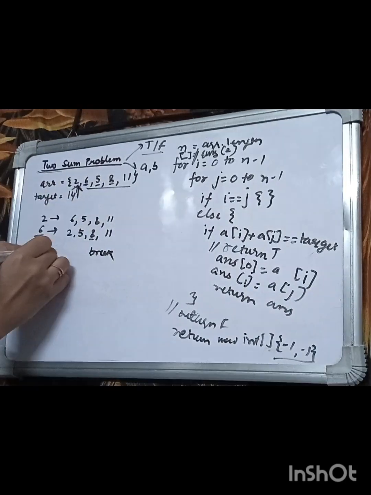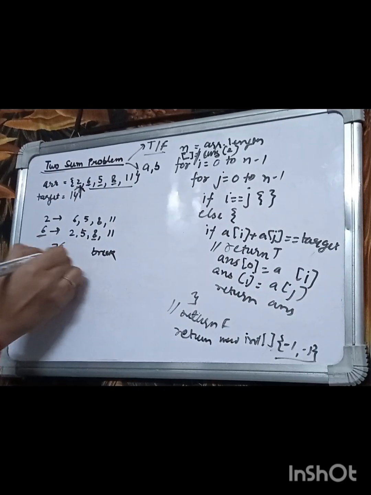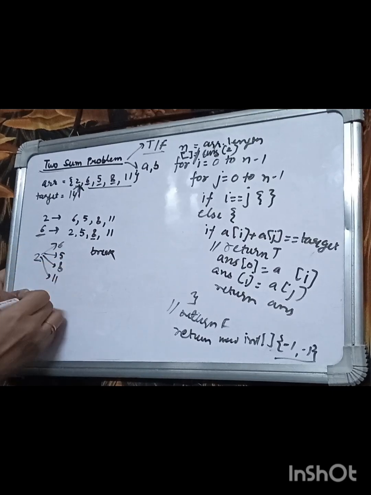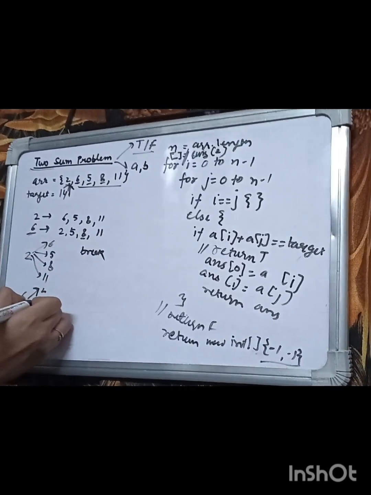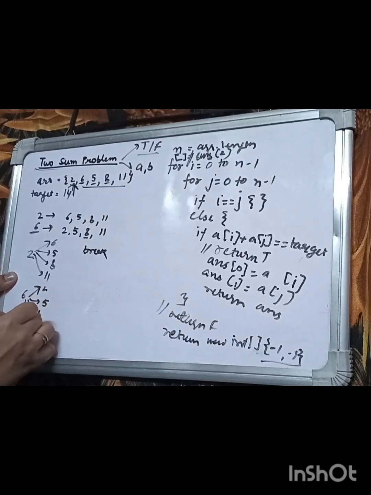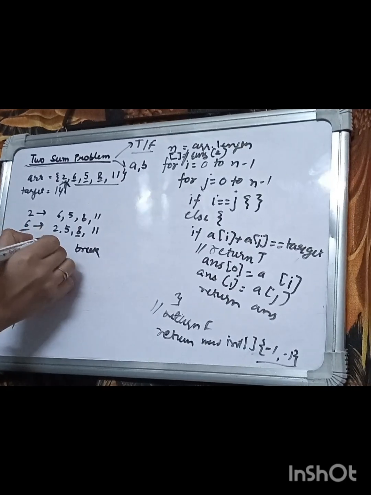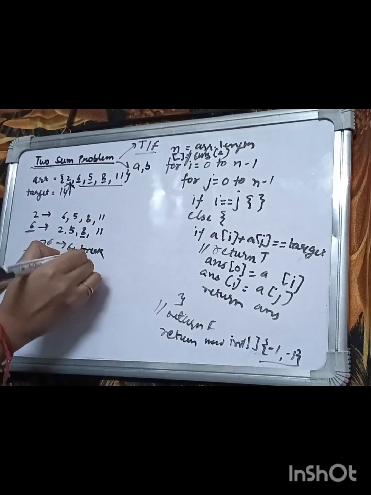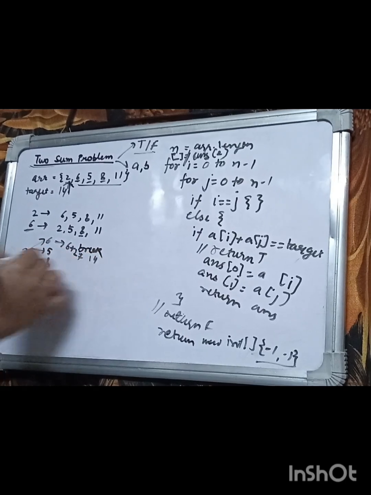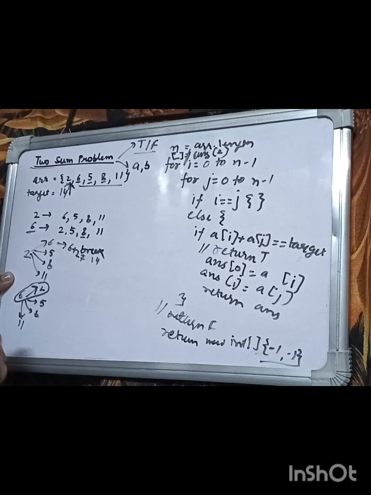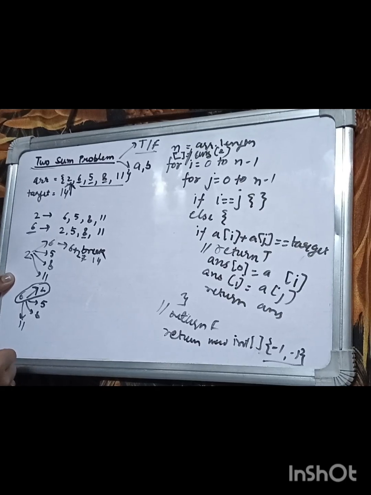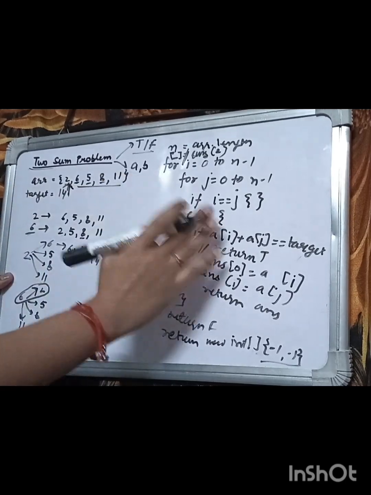Let's see how. For 2 I'm checking with 6, 5, 8, 11, and for 6 I'm checking with 2, 5, 8, 11. You can see from here, if here we are doing 6 plus 2 is not equal to my target, so is there need to check here? No, there's no need to check here, right? So what you can do, you can make a change in this.